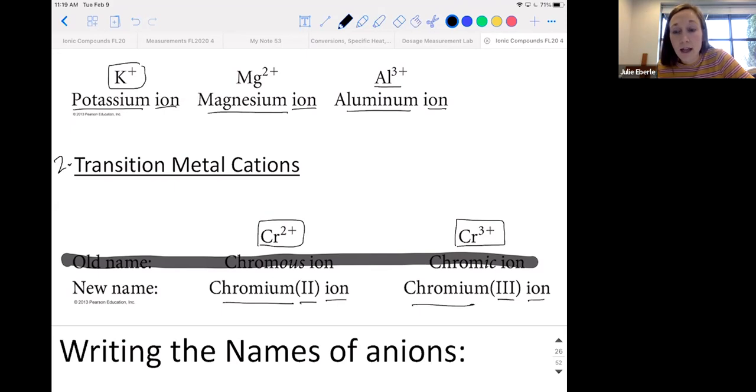Okay? Any questions on how we name? That's it for naming cations. It's either a main group or a transition metal, one of the two. Those are the rules for naming it.